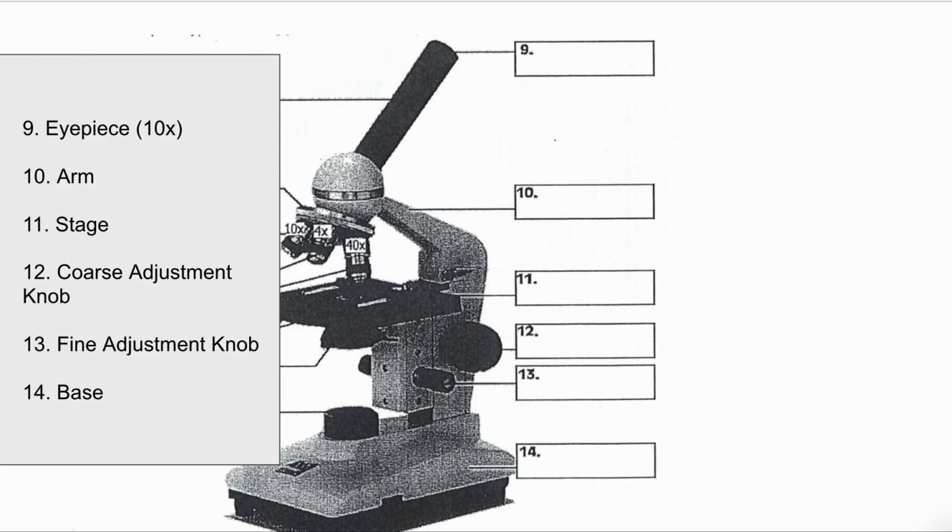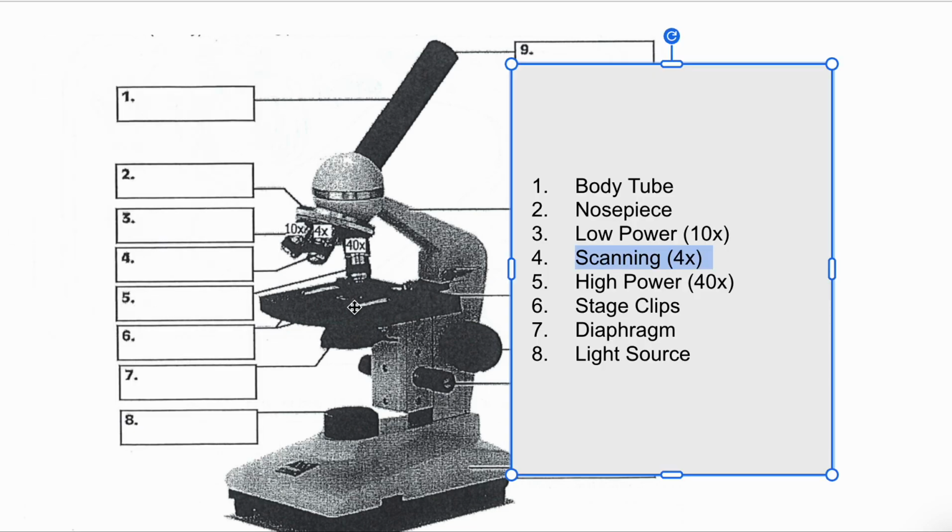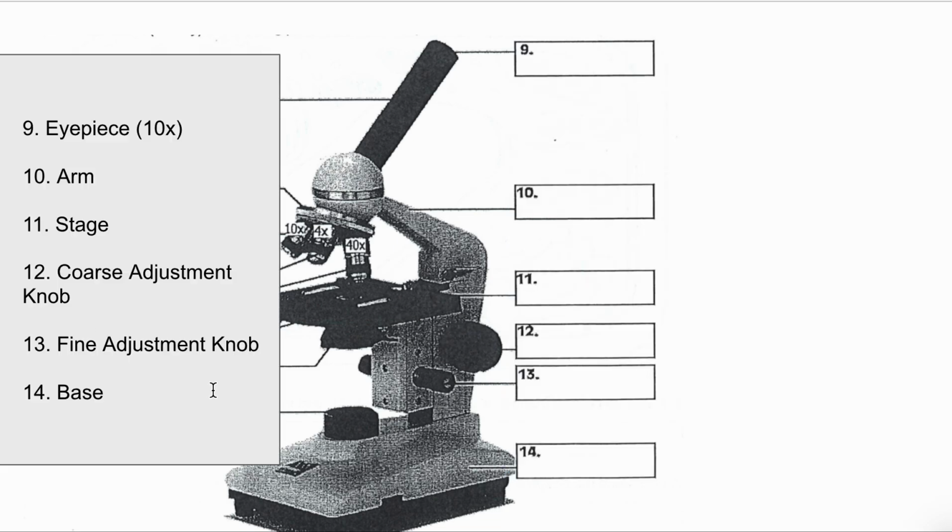A couple of things, how to properly put away a microscope. After you finish using a microscope, make sure that you spin the nose piece back to where the scanning objective lens is on the bottom. Make sure you lower your stage. You do this by turning your coarse adjustment knob, and you turn off your microscope, you wrap the cord around it, and you put the cover back over the top. So again, that's how you properly put away a microscope.